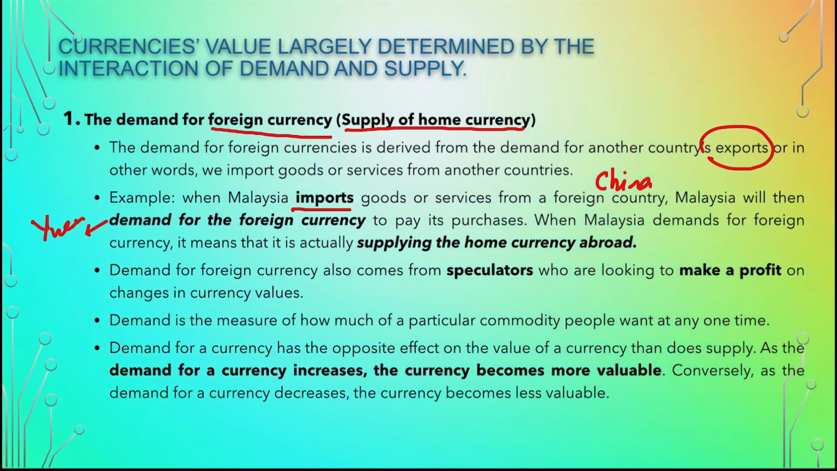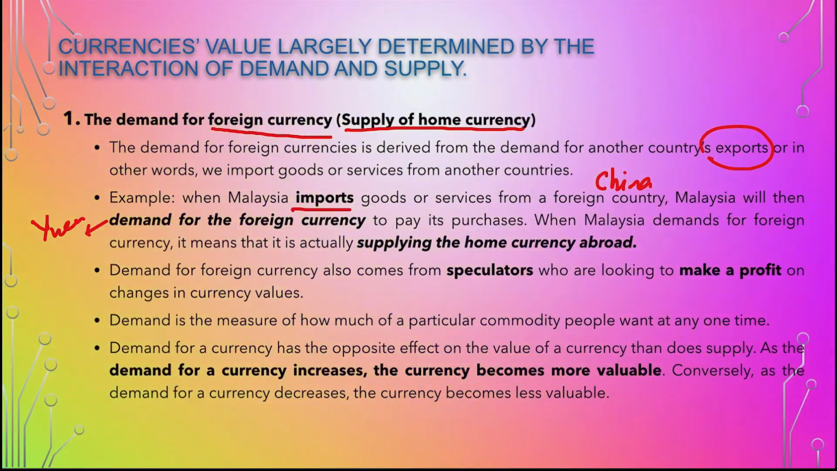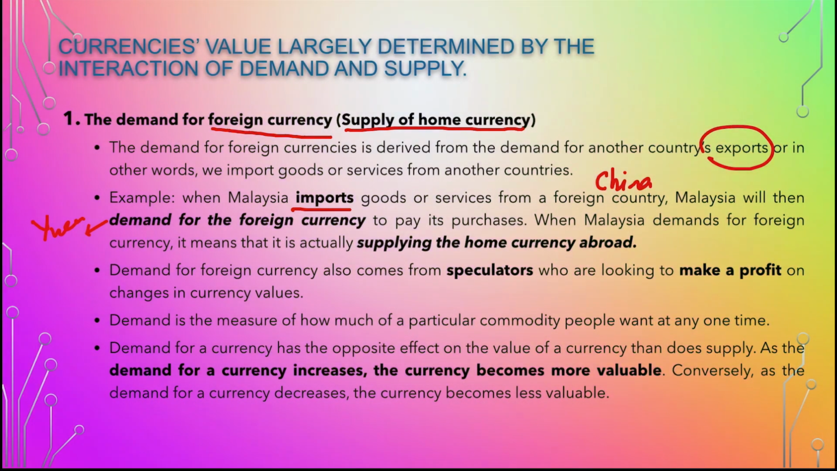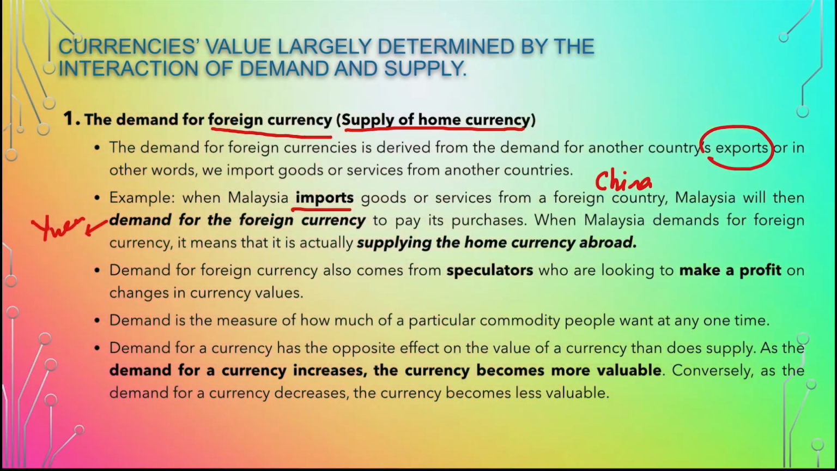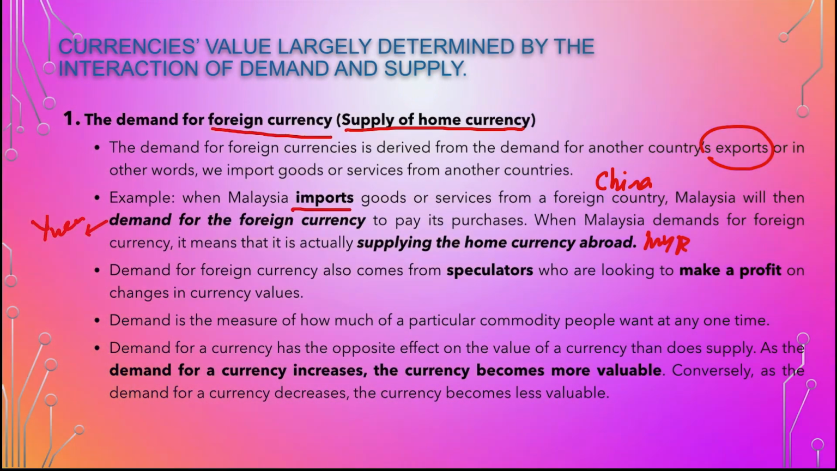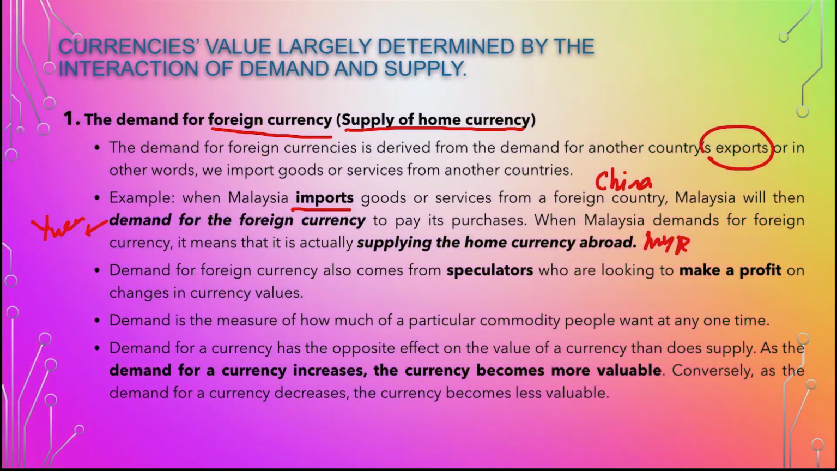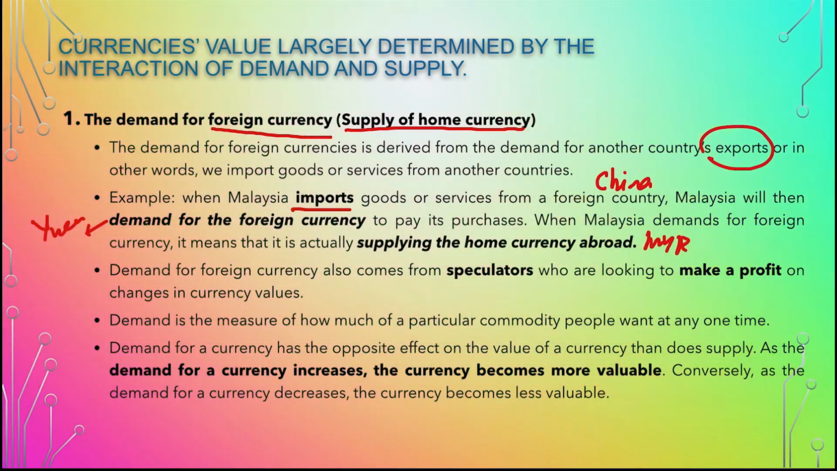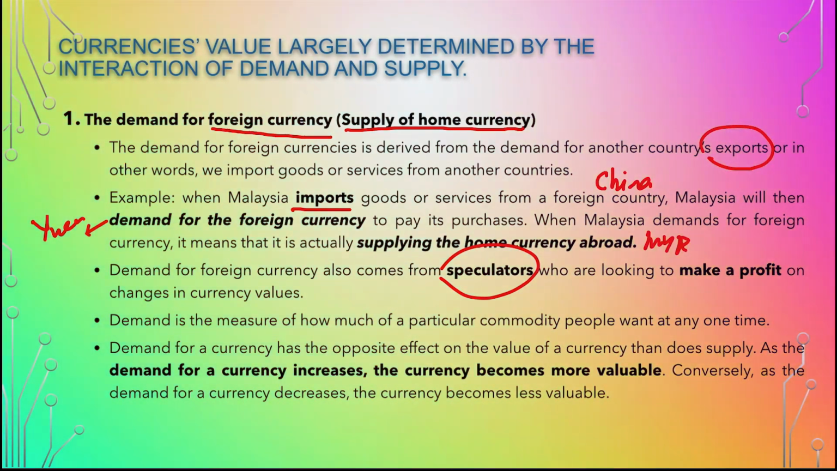to pay for its purchases. When Malaysia demands foreign currency, which is yuan, it means it is actually supplying home currency abroad, meaning Malaysia supplies Malaysia ringgit to China. Okay, do you understand? When Malaysia imports goods from China, Malaysia will demand yuan and supply Malaysia ringgit to China. Demand for foreign currency also comes from speculators who are looking to make a profit on changes in currency values.